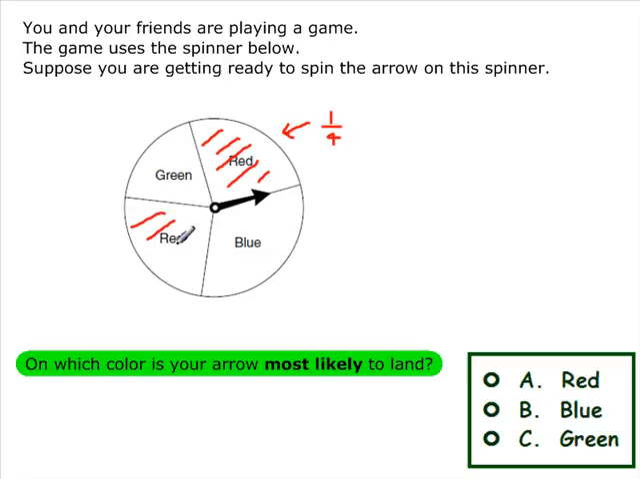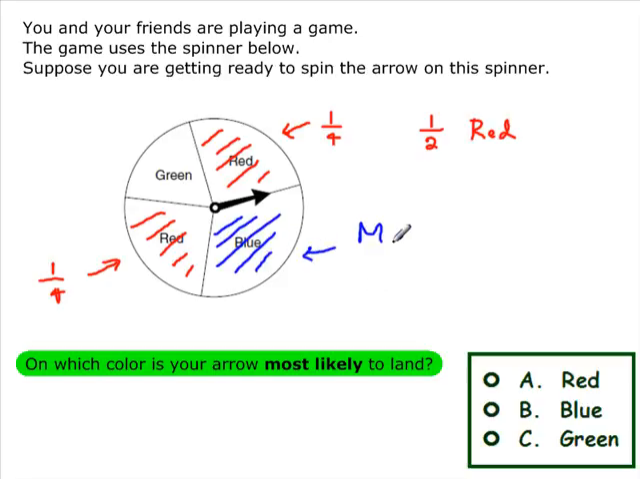And similarly here we've got another piece that's red, and that's about a fourth. So a fourth and a fourth is a half. So you have a half of the area of this spinner is red. Now let's go look for another color. Here's blue. Now blue here is more than a quarter, but I think you'll agree that it's less than half. So it's more than a quarter, but it's less than a half.